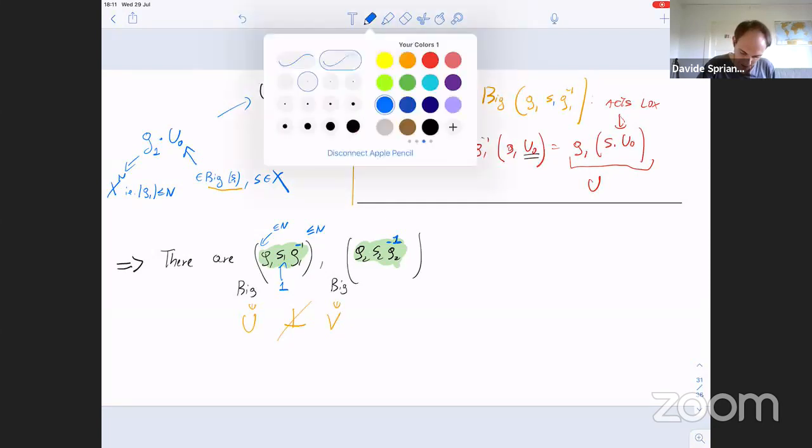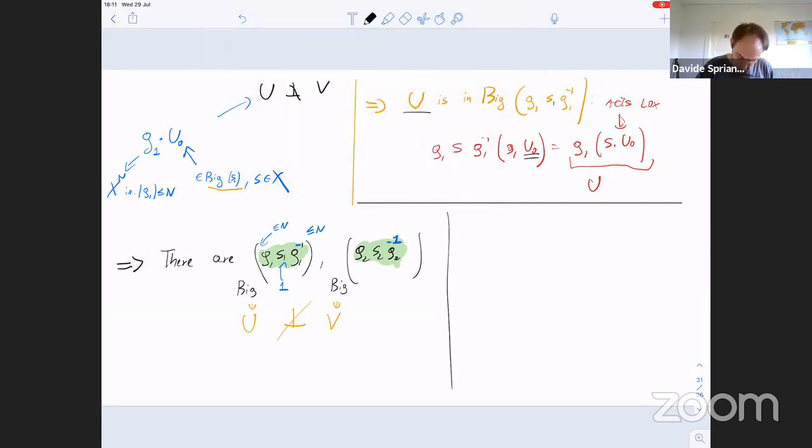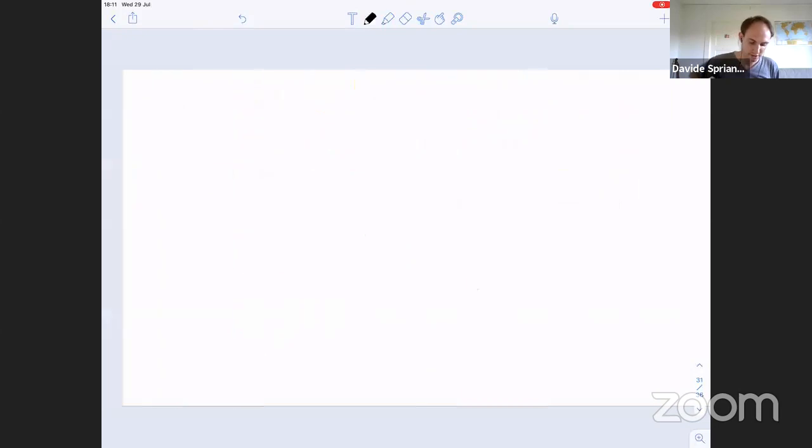So now there are two cases. The first case is U is actually transverse to V, and the second case is U is nested into V. Are there questions? No. So let's go for the first. So now we want to prove the lemma.